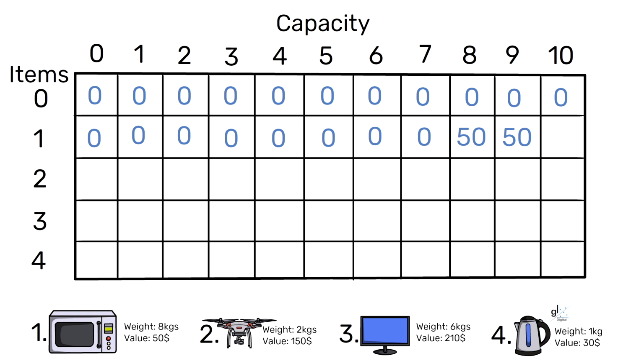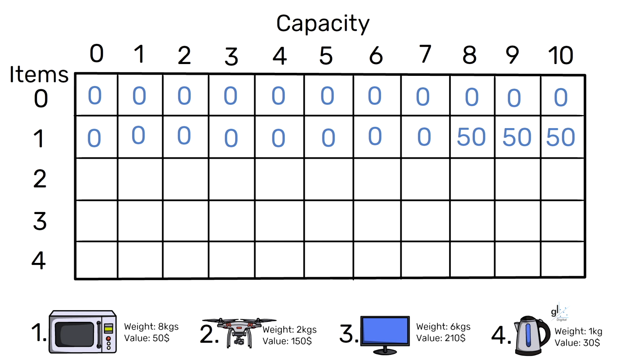The same code is also run when the code considers the microwave, which weighs 8 kgs, against the capacity, which can hold 10 kgs. So let's record 50 at the appropriate position in our table. Next, the code execution moves on to consider the second item, the drone in this case. So the incremented value in the outer loop, item num, will be 2. The inner loop will evaluate each capacity consideration from 0 to 10 for item 2, incrementing the capacity by 1 with each iteration of the inner loop.